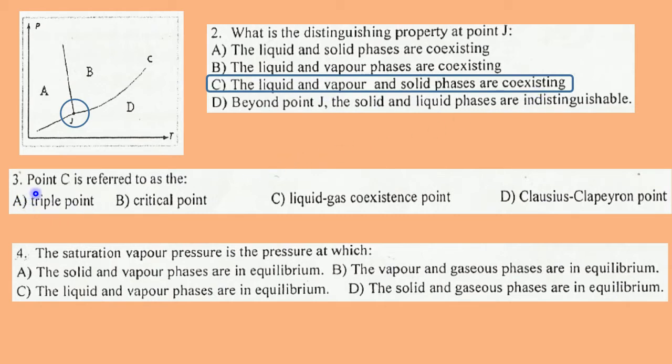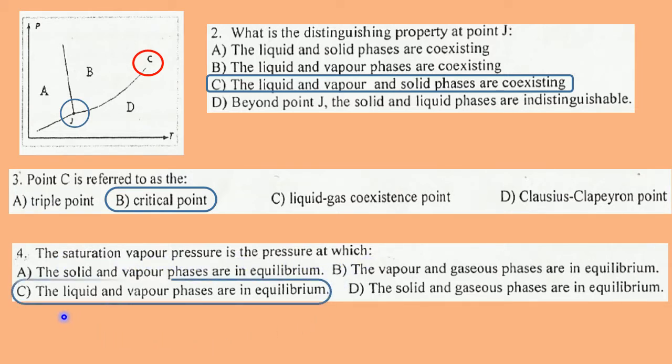Now question 3 says point C is referred to as, now you see that's point C. This is the point where we can't distinguish between the liquid and gaseous phase, so that is known as the critical point. Obviously B should be the right answer. 4. The saturation vapor pressure is the pressure at which the liquid and vapor phases are in equilibrium. So that's kind of obvious.